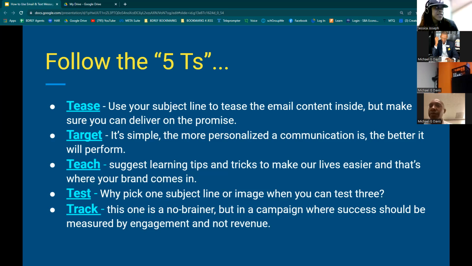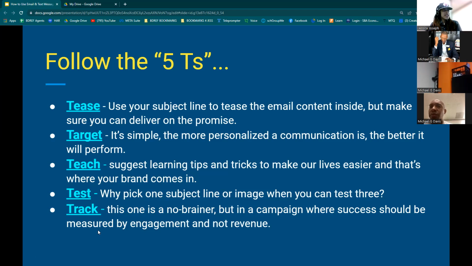All right, perfect. Test is the next T. Why pick one subject line or image when you can test three? Something that I know Constant Contact offers is the ability to test your subject line. You may want to take a small test group of your contacts and just see how they're responding to your subject line. See which one gets the best traction or interaction before you send it out to the masses. And then it's also testing your skill when it comes to creating your subject lines and how your audience responds.